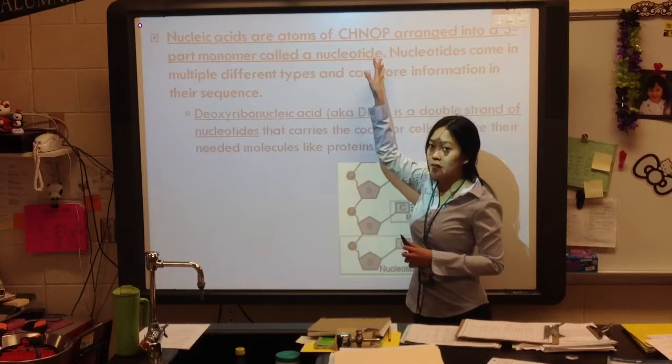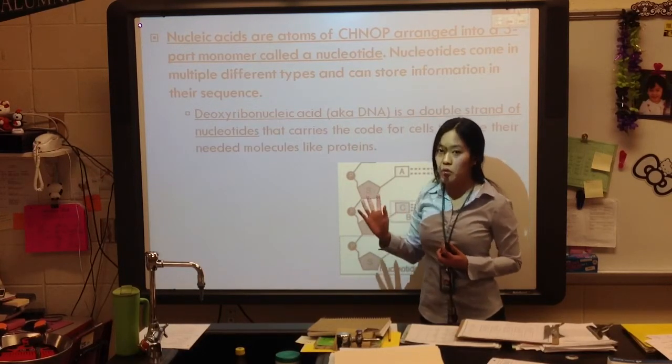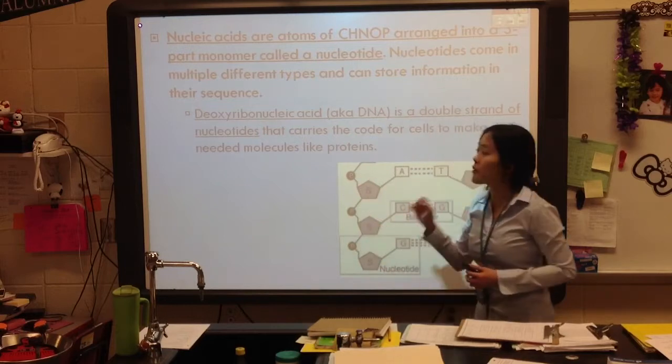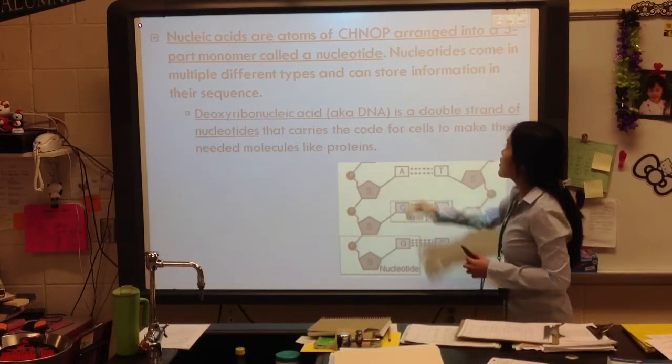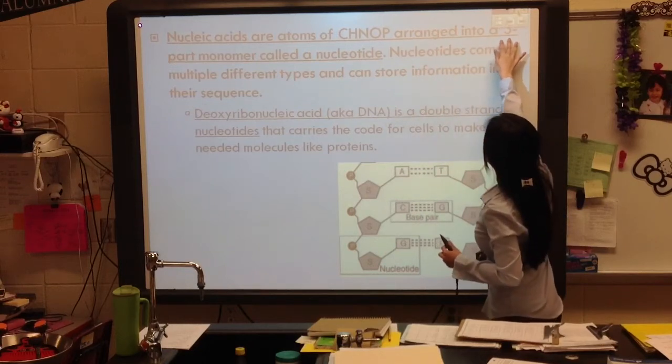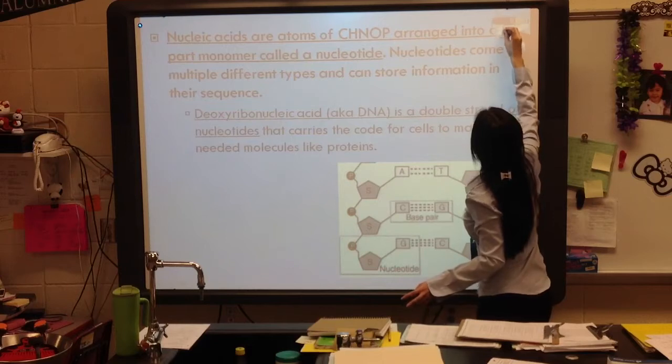So this one's different from our carbs and lipids. We don't just have the elements CHO. Okay, we don't have just the 3, but we actually have 5 of those 6 essential elements. They're arranged into a 3-part monomer. Let me see if I can move this over for you.